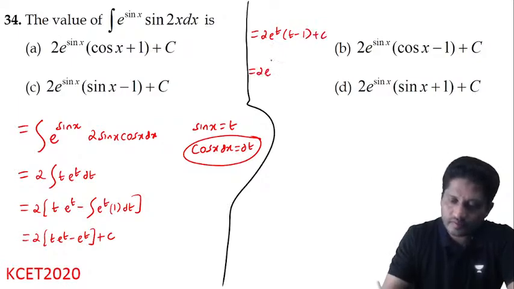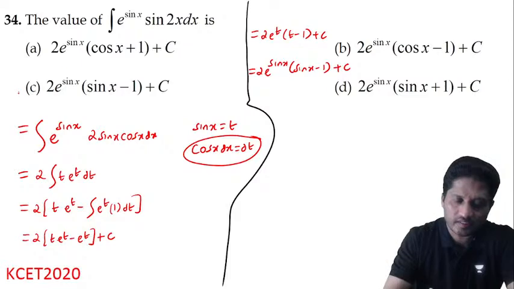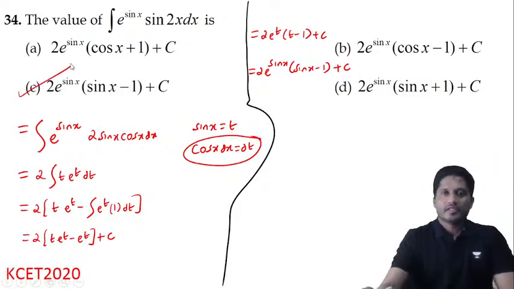So 2 into e to the power of sin x into (sin x minus 1) and plus integration constant c. Answer is option C. Let's move to the next question.